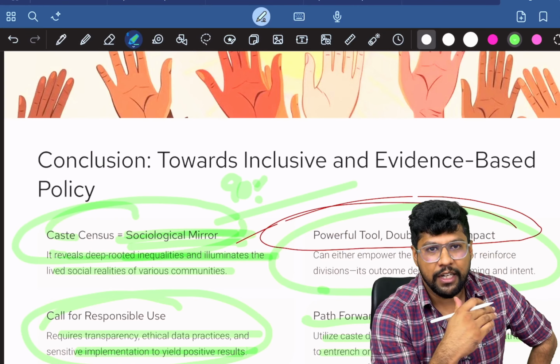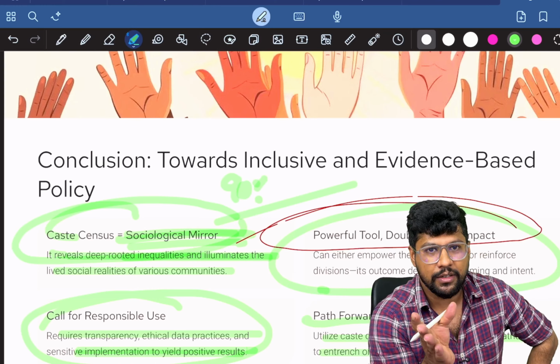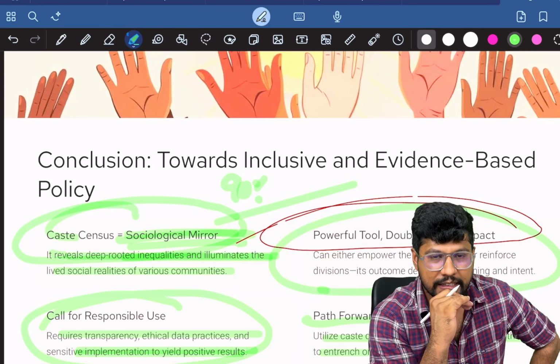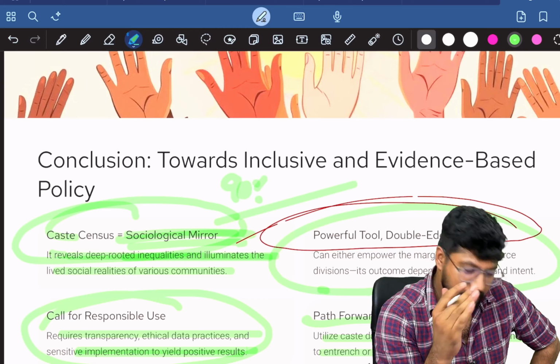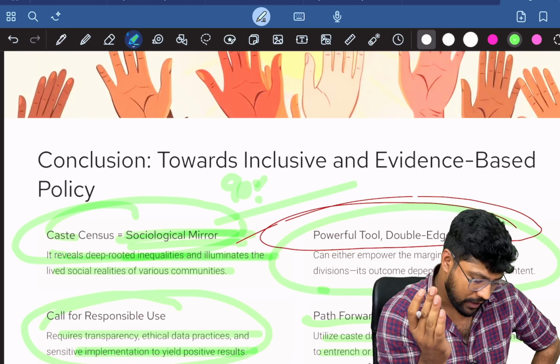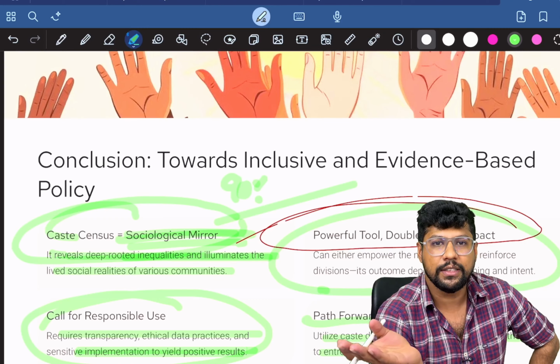So what we have done today is a sociological analysis of the caste based census. Anyway, the government has decided to conduct the caste based census along with the next census.